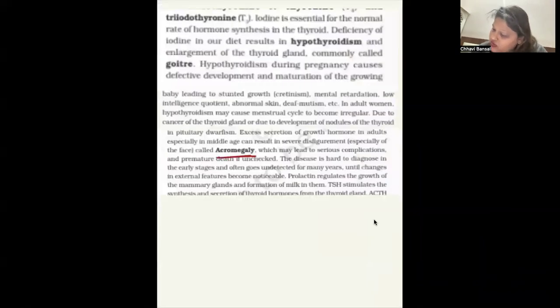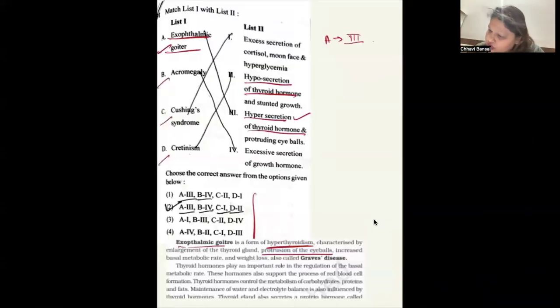Acromegaly is due to the excess secretion of growth hormone. Excess secretion of growth hormone means option 4. For B, it's option 4. So if you know this, let's see the others.